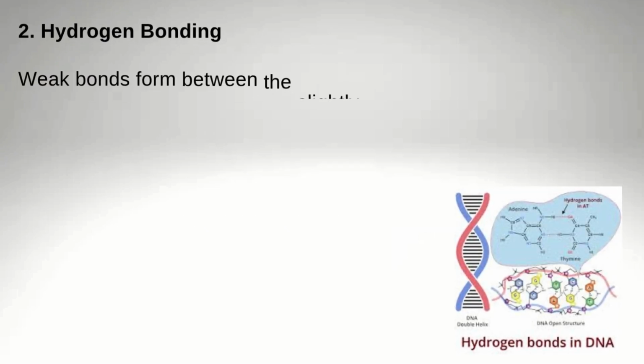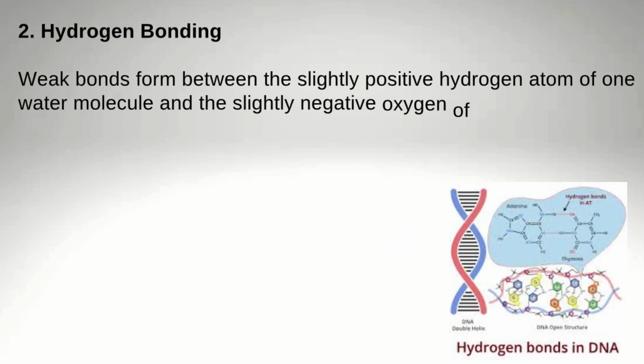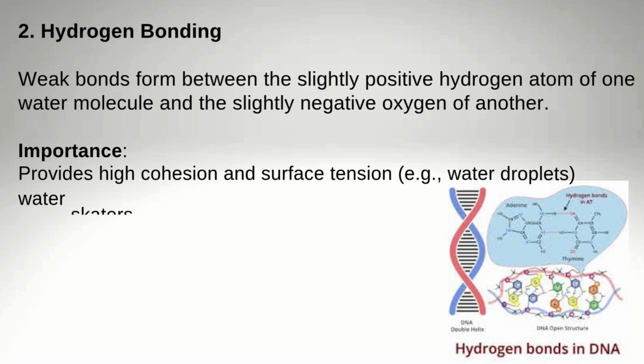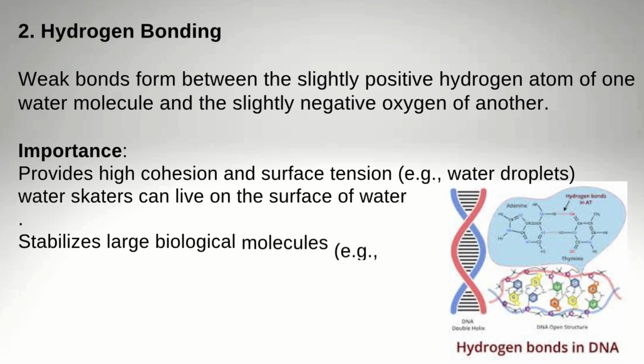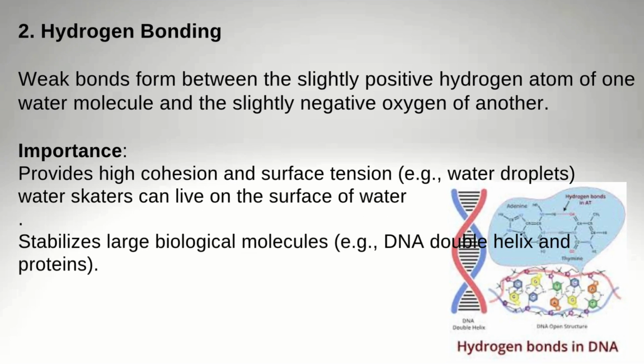Because water molecules are polar, they form hydrogen bonds with each other. Each water molecule can form up to 4 hydrogen bonds, creating a network that gives water its high cohesion and surface tension. These hydrogen bonds also help stabilize important biological structures like proteins and DNA.